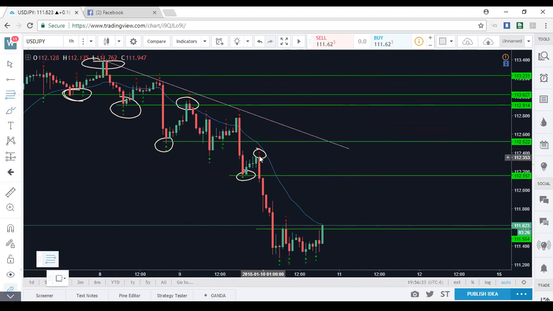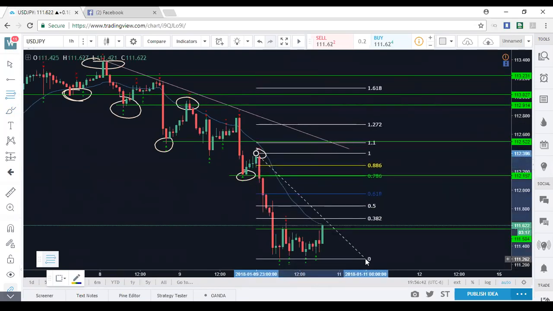Last night I touched on Fibonacci as well. I said on a downtrend, you pull low to high. Your 100% always goes at your starting point. The 0 goes at the most recent swing point.